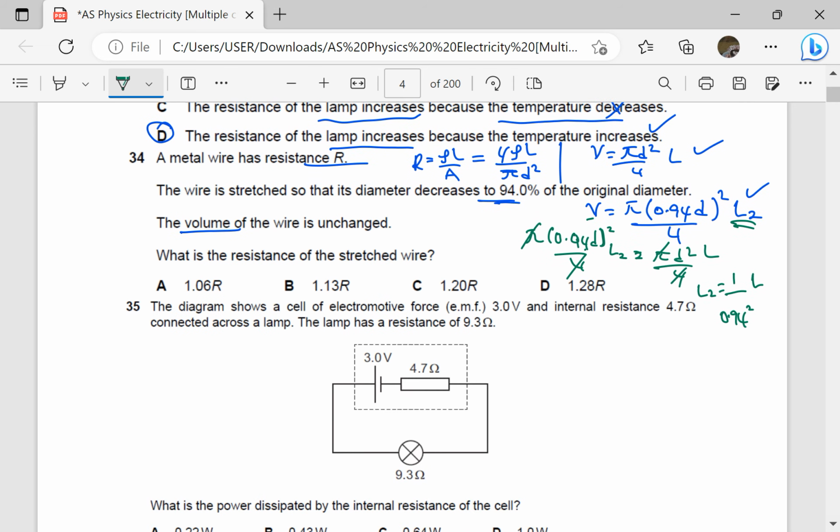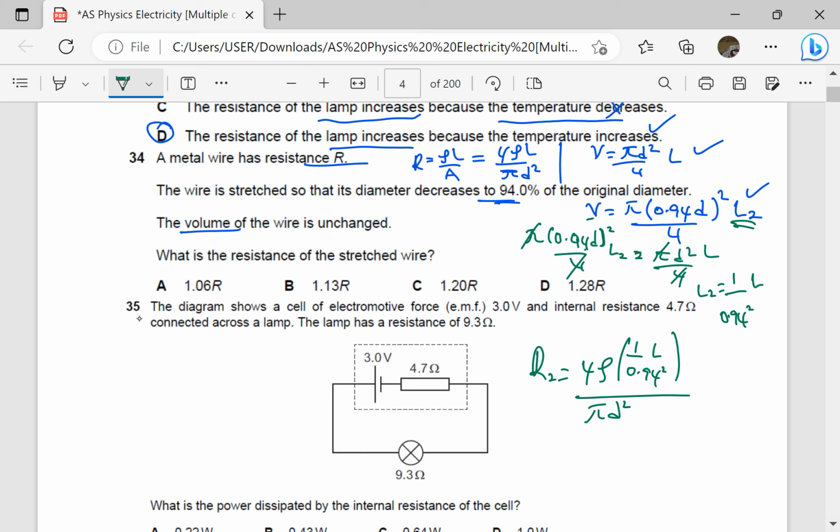Now that I know L2, I go back to the expression, resistance is equal to rho L over A, or 4 rho L over pi d squared, to find the new resistance. So resistance R2 is going to be 4. Resistivity has remained the same, but this time the length has changed. The length is 1 over 0.94 squared L, divided by pi times d squared. Remember, 4 rho L over pi d squared is the original resistance R.